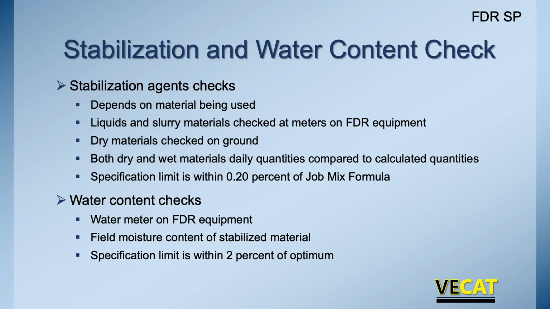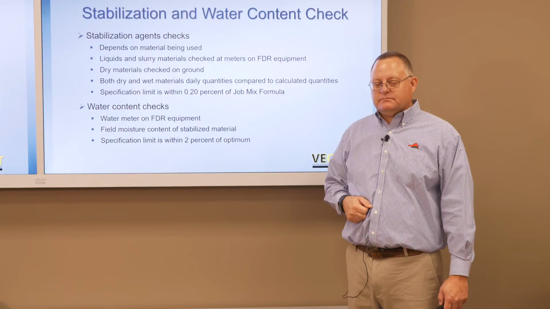We're checking the water content. So there's a water meter on that reclaimer. So as that reclaimer is going up the road, it's connected to a water truck, and that water truck is putting water through a hose again into that housing at the proper percentage to make sure there's enough moisture to help when we go do compaction. We're doing some field moisture contents that stabilize material, making sure it's not too wet, making sure it's not too dry, and our spec limit is within 2% of optimum.